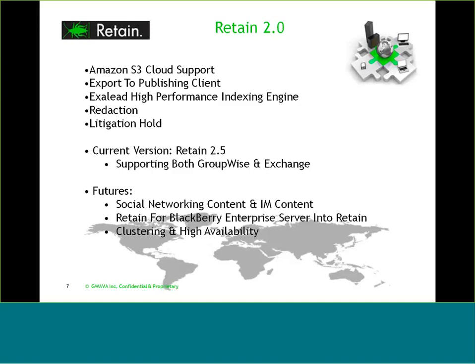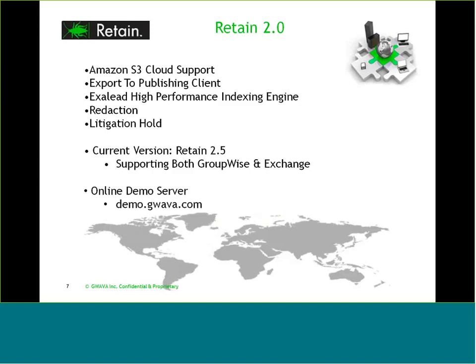We're taking our Retain for BlackBerry Enterprise Server. That is a separate product right now. That is where we're capturing the PIN, SMS, BlackBerry Messenger type data, storing it, making it discoverable, and we're bringing that into the Retain umbrella, all under one product. And then moving forward with Retain version 3, clustering and high availability so that we can support larger organizations, where we see 50, 60, 70,000 user environments that need multiple servers, redundancy, high availability, and so on.